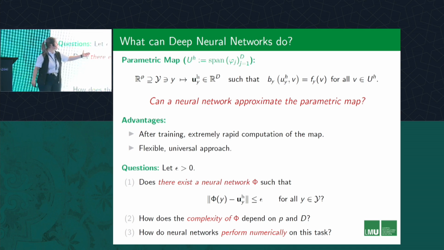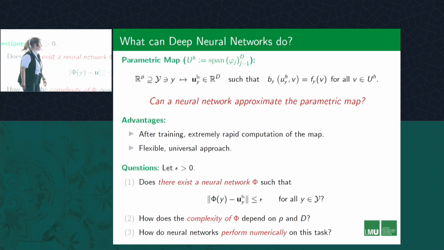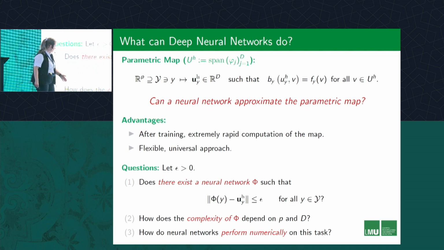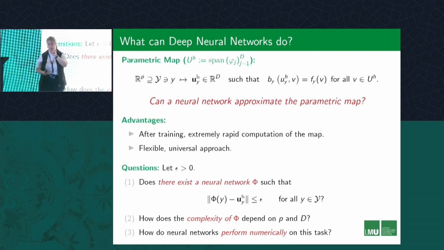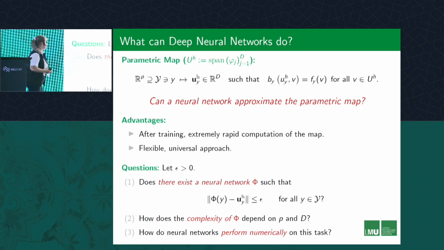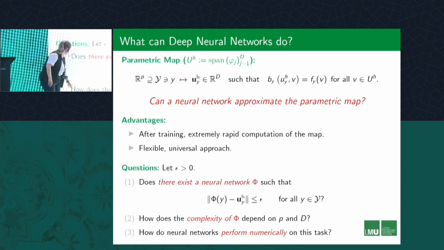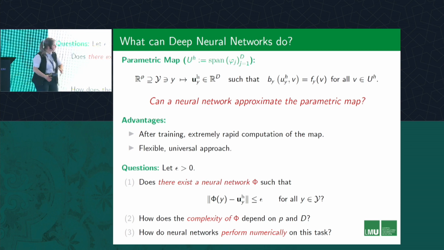Key questions which you can ask in this direction are about accuracy. Do we find a neural network which approximates the solution up to any degree epsilon for any parameter? And also, how does the complexity depend on P, which is the dimension of the parameters, and capital D, which is the overall dimension? This question is crucial because it would show that the neural network is able to sense and feel underlying low-dimensional structures. And last but not least, how does it perform numerically?